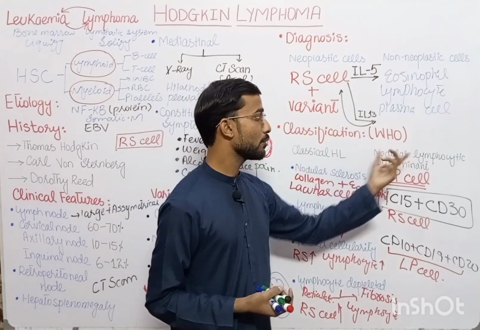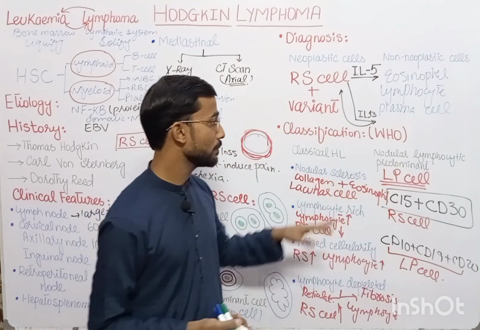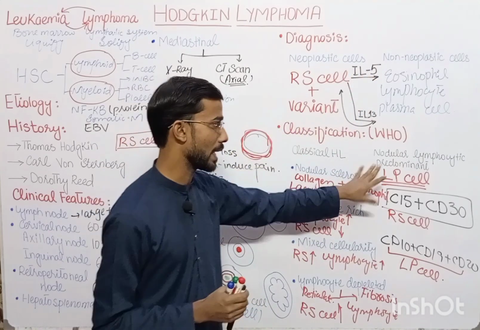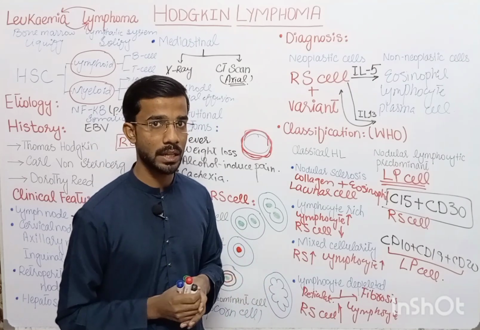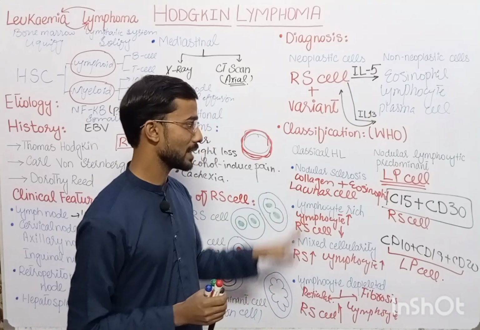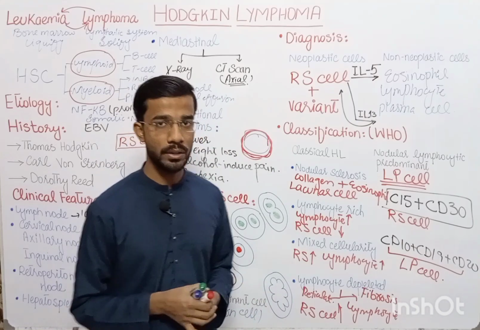Next is the nodular lymphocyte predominant type. There are no classic neoplastic cells present in that situation, but some lymphocytes can also be present. So this is basically the classification of Hodgkin lymphoma.